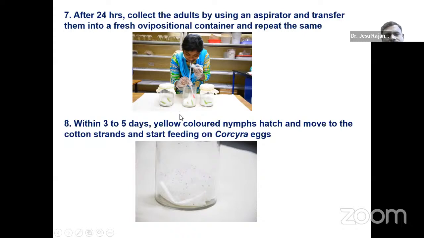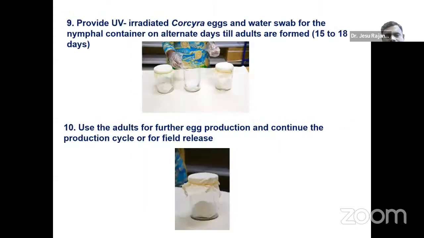The nymphs will hatch. For example, for 5 small French pins, almost more than 100 nymphs will come. You see here, this small red color dot? These are all nymphs of blastocysts only. Both nymphs and adults are predators. For further mass production, you go for the same method. Otherwise, you directly release into the field, just take it along with this cotton and release.